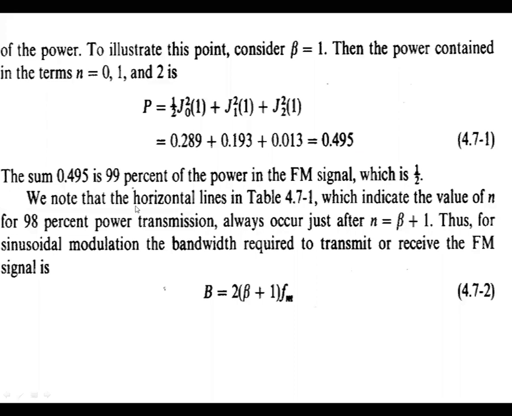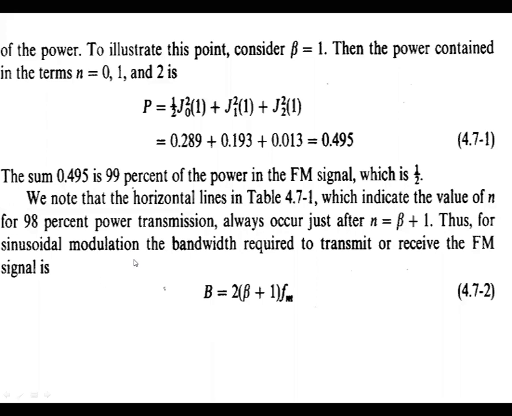We know that the horizontal lines in the table, in the previous table, indicate the values of n for 98% power transmission, which always occur at just n is equal to beta plus 1. So you can see this relation. So with the n is equal to beta plus 1 condition, you get the maximum transfer of the power. How much maximum? 98% of the power is transmitted. So n is equal to beta plus 1 value. So you can relate this formula, n is equal to beta plus 1.